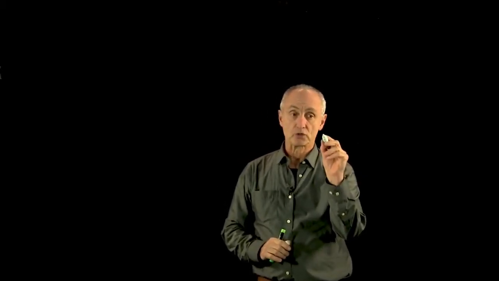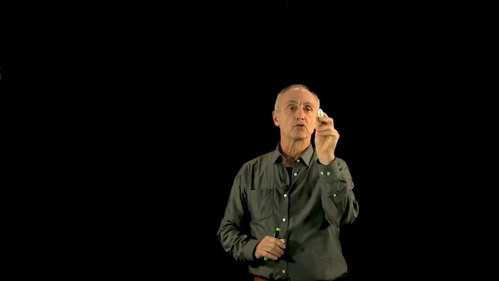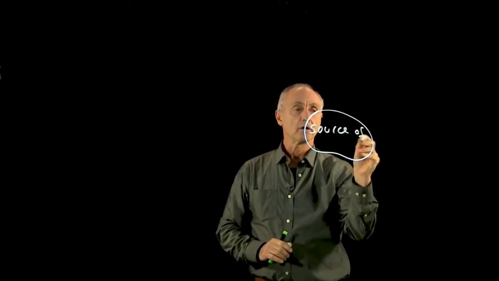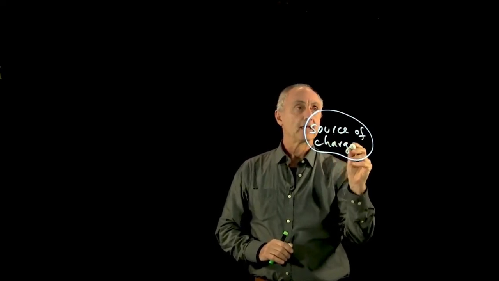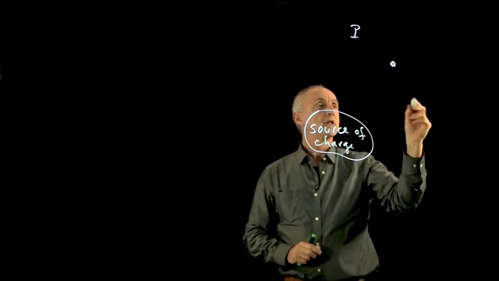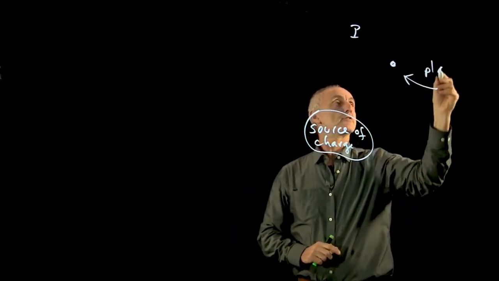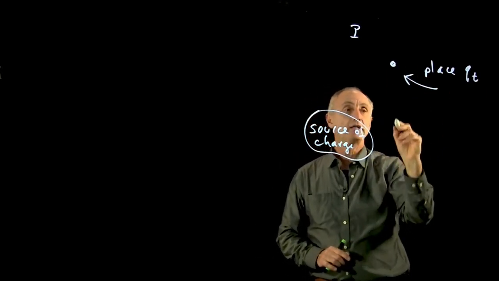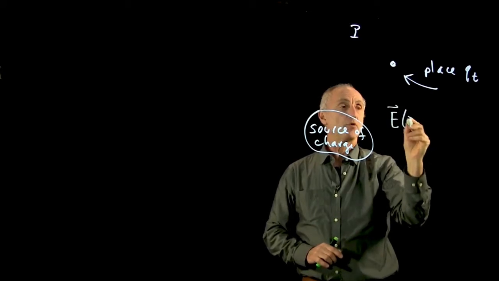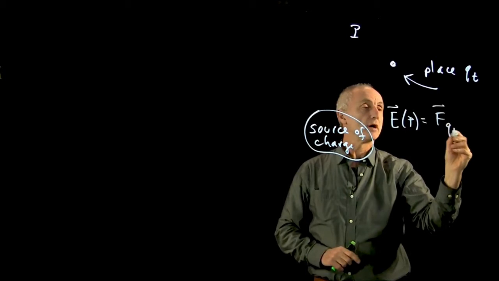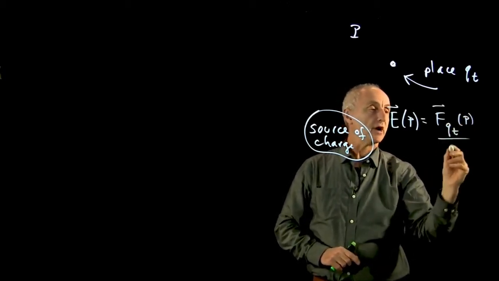Let's recall our definition of electric field associated with a source of charges. So what I'll do is draw an area here which I'm going to refer to as a source of charge, and let's pick a point P up here. If we place a test charge, Q test, at point P, then we defined the electric field at the point P to be the force on that test charge at the point P divided by the test charge.